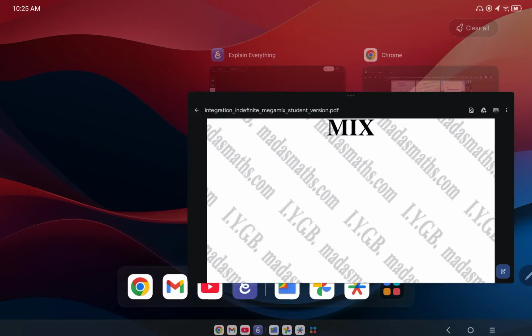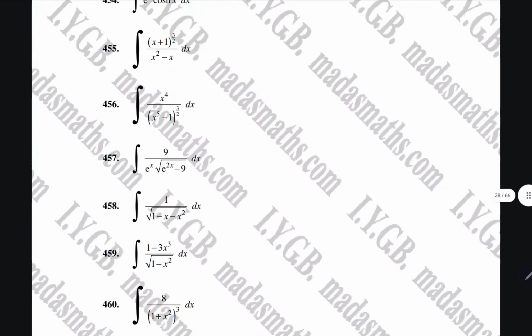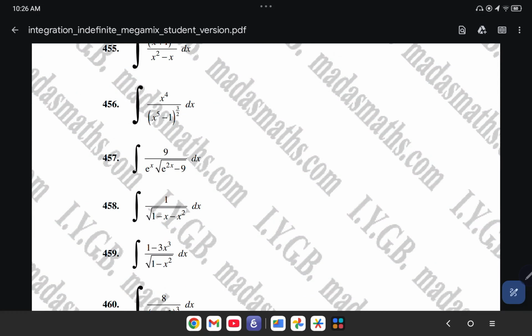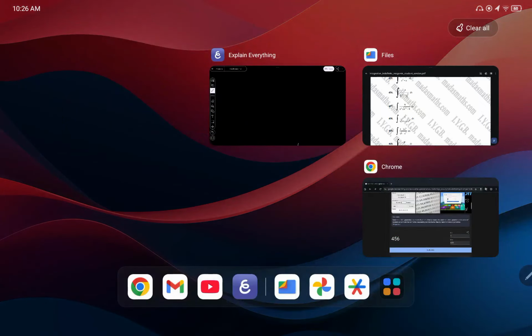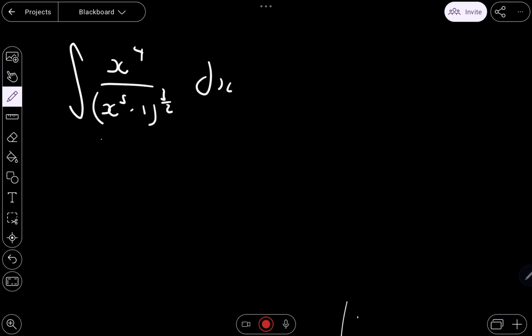Then we find 456 in Madass's integrals booklet. Oh, banged it out right there. 456, pretty close. Is going to be x to the 4 over x to the 5 minus 1, to the power of 3 over 2. So then we go into our whiteboard and we integrate, and we're going to have to check that this is right. So it's x to the 4, I think, over x to the 5 minus 1, to the power of 3 over 2. Let's just double check that that's correct.